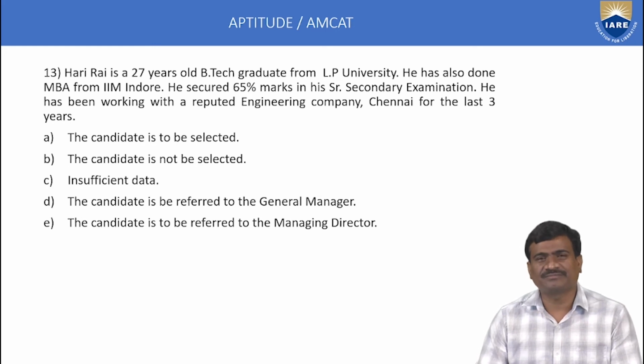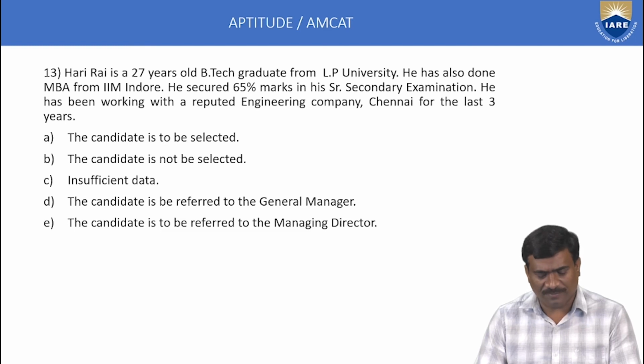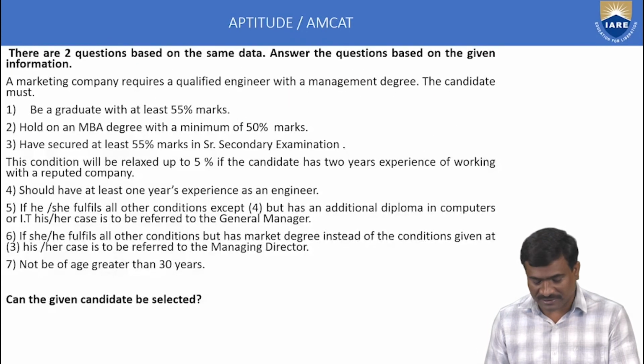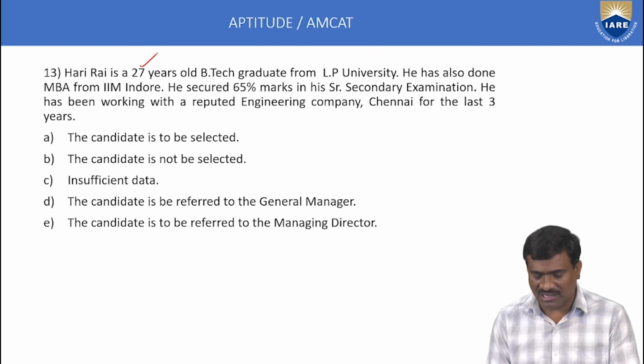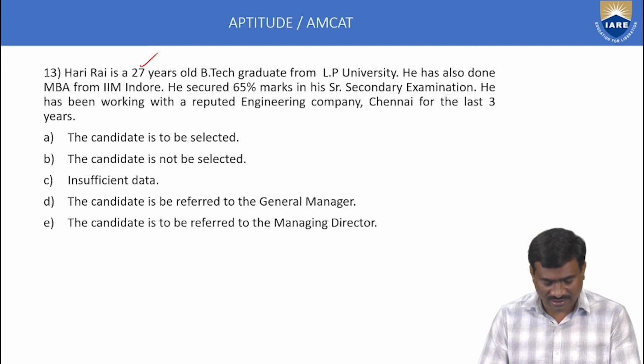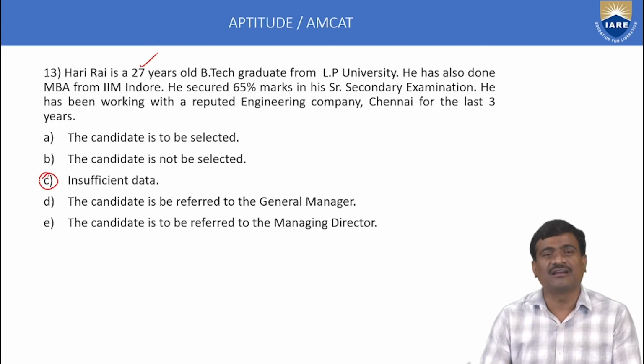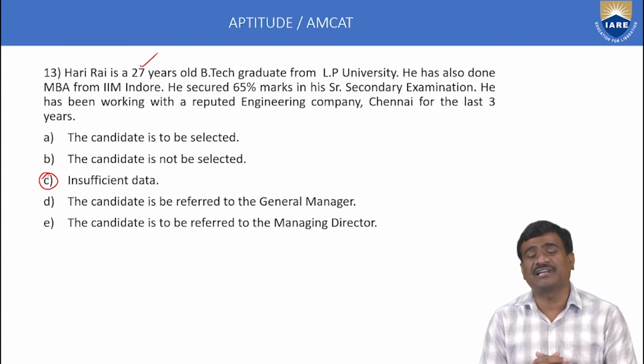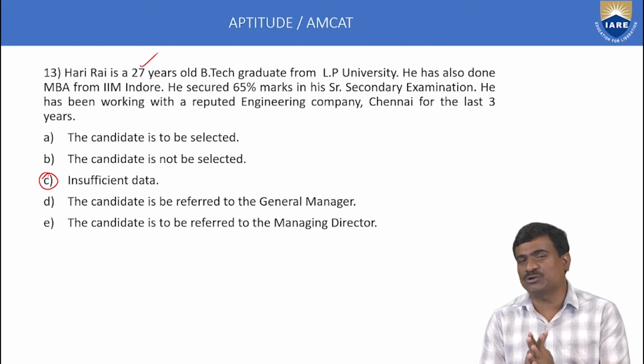And the 13th one. Hari Roy is 27 years old, age satisfied, a B.Tech graduate from LP University. B.Tech qualification, but the percentage is required, minimum 55 percentage. The percentage is not given. If the percentage is not given, it is insufficient data, option C. Note the difference: suppose B.Tech percentage 50 percentage is given, then the candidate is not to be selected.